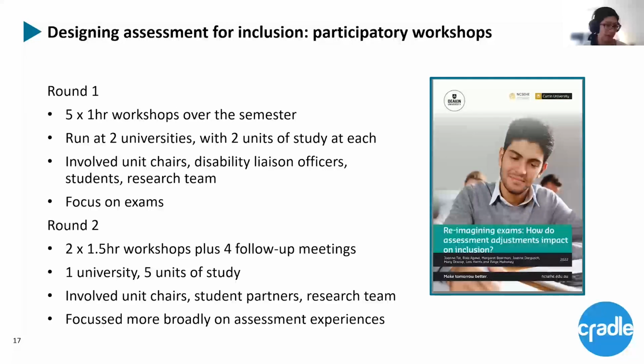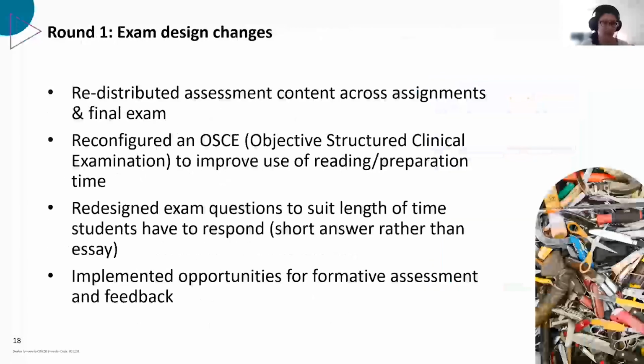Another way to find out more about how we should design assessment for inclusion was to actually get people together in a room and see what they would do differently. And we did this across 2 rounds of participatory workshops. The first was as part of that NESHE grant, and we ran it at 2 universities with 2 units of study at each. And the second round, we ran just at 1 university. But across both of these rounds of workshops, we involved the unit chairs, so the people responsible for the assessment design, and student partners and others who had involvement and a stake within the assessment. And the first round focused on exams, but the second was more broadly focused on assessment experiences overall.